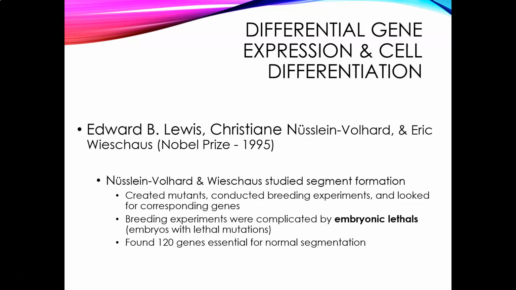Collectively, though, they ended up finding that there are 120 genes essential for normal segmentation in these fruit flies, and we see similar patterns again across a lot of organisms that have this very distinct body plan in place, humans included, which is pretty crazy. They are what we call highly conserved genes, meaning that their evolution is probably relatively old because we see it across so many different types of animals that exist.